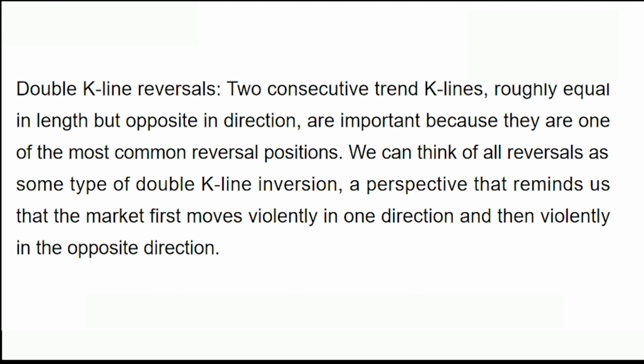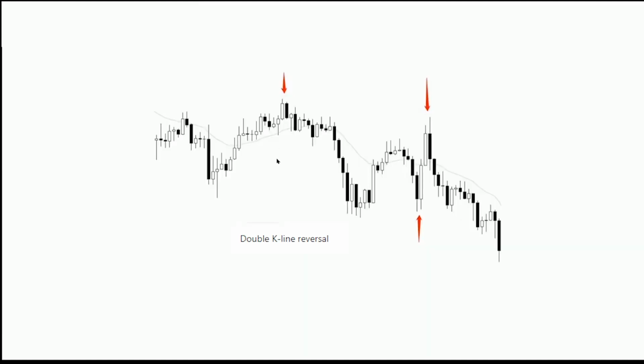The strongest moves usually start with a K-line reversal or a double K-line reversal signal. If you look at the ones I've highlighted with the arrows in the figure below, they're both double K-line reversals. They consist of two K-lines of roughly equal length, but in opposite directions. There are many variations of the double K-line reversal, and it's a part of all reversal patterns. And one of the most important things in trading is that you have to be prepared when the pattern signals that a big move is about to take place.